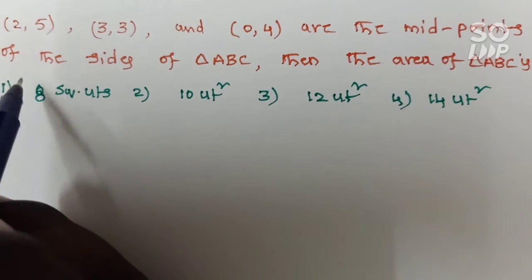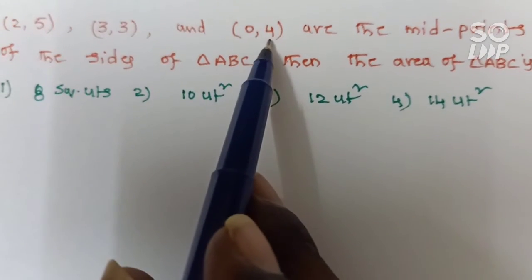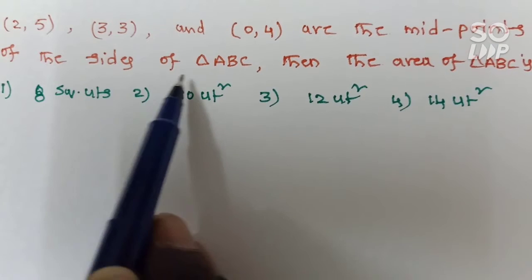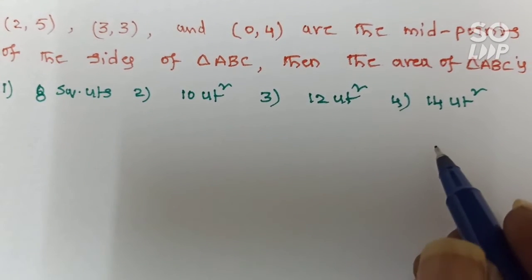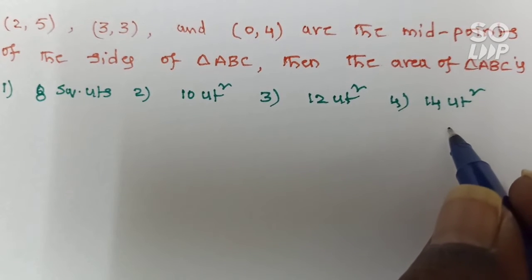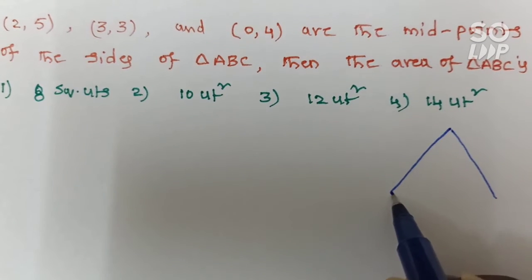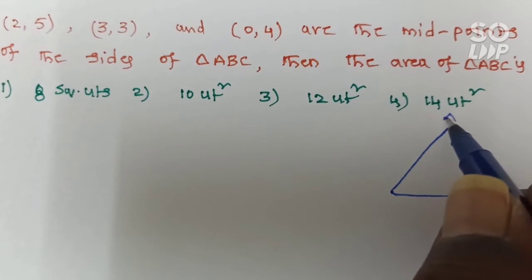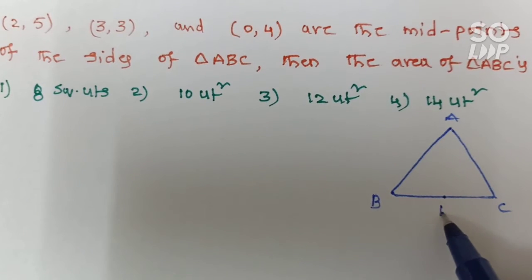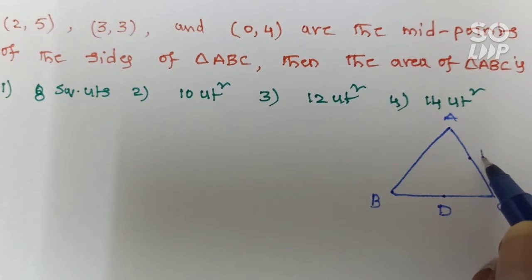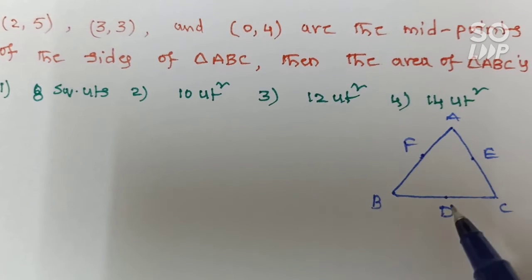In this problem, (2, 5), (3, 3) and (0, 4) are the midpoints of the sides of triangle ABC. Then find the area of triangle ABC. See, the midpoints of the sides are given. This is triangle ABC. Here D is the midpoint of BC, E is the midpoint of AC, F is the midpoint of AB.